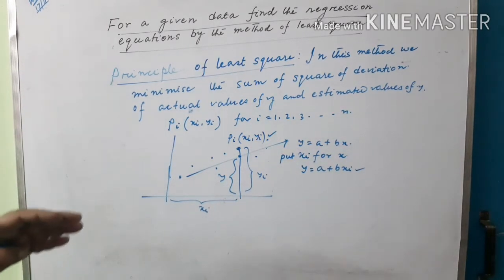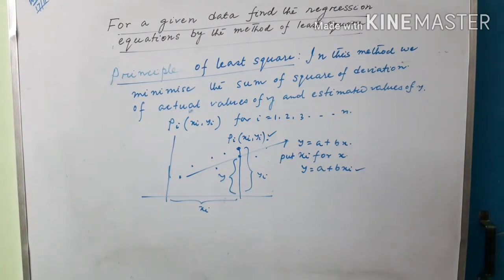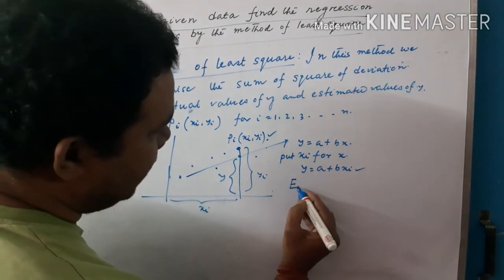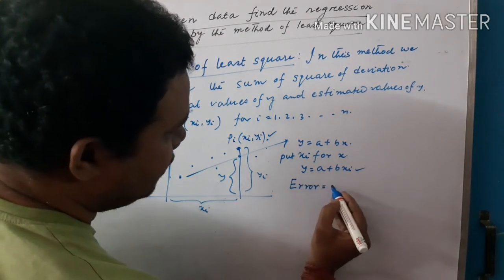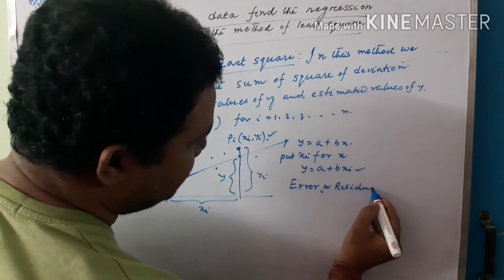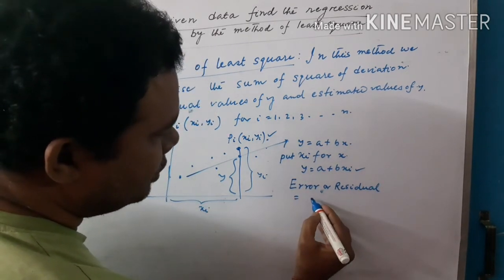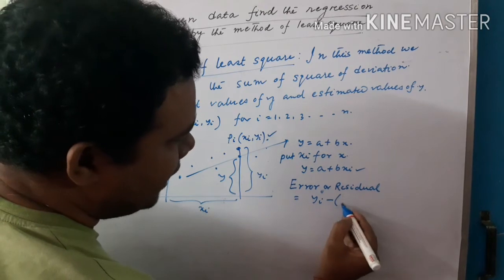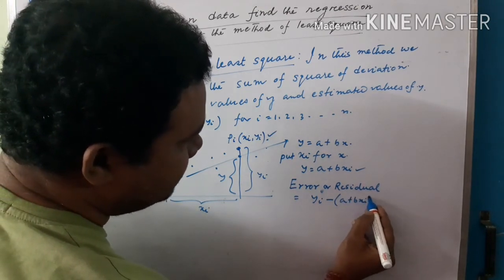Clear? So you see that unless the points lie on the geometrical figure, there must be a difference between the observed value and the estimated value. This difference between the observed value and the estimated value is called the error or residual. So I am writing error, or residual, equals yi minus (a plus bxi).